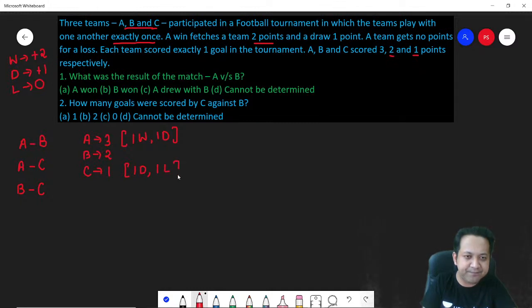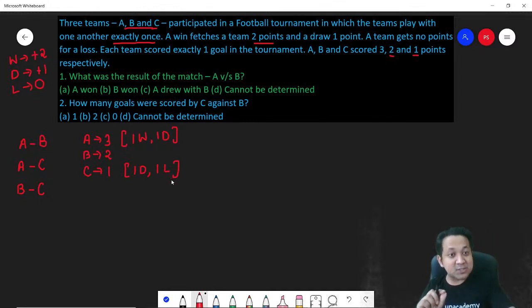1 loss. Now why haven't I written B yet? B has scored 2 points. It could be 1 win, 1 loss, or the other possibility is 2 draws, right? Both the matches ended in a draw. So it could be 2 draws or 1 win, 1 loss. That is also possible. Hence I have not written for B, because for B there are 2 possibilities.